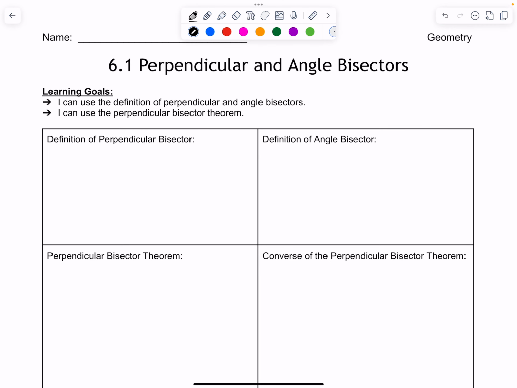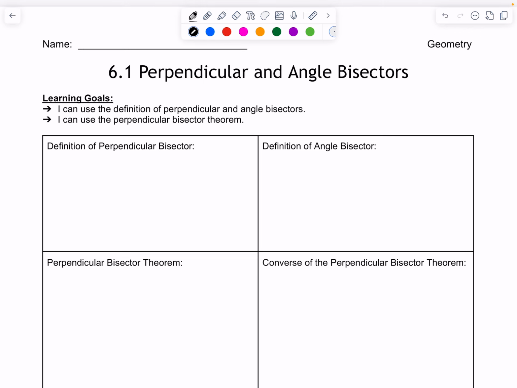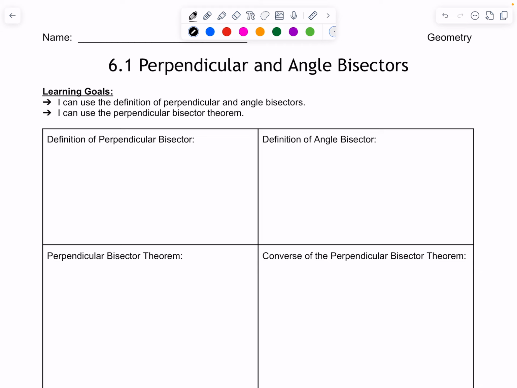In this video, I'm going to go over some definitions and theorems with perpendicular and angle bisectors and then use them to do a couple of problems. You'll notice a few of the questions, you'll see some similarities to problems we've done in the past, and then we'll finish at the end of this video with a proof.